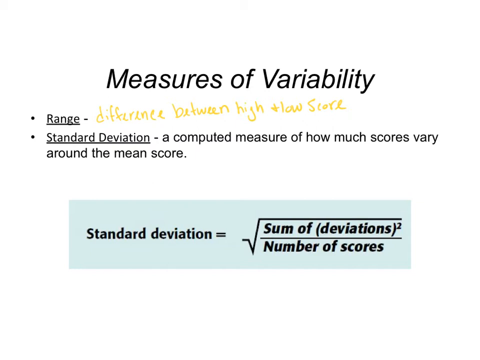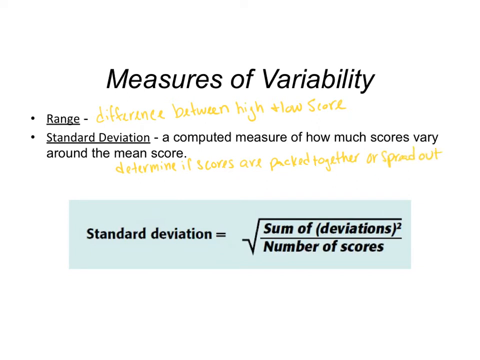Another way to look at our data is by using what we call standard deviation. The standard deviation is a computed measure of how much scores vary around the mean score. Well, what exactly does that mean? Okay, it helps us determine if the scores are packed together or spread out.